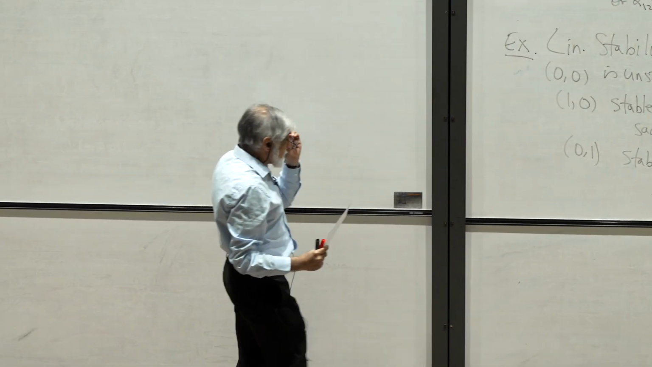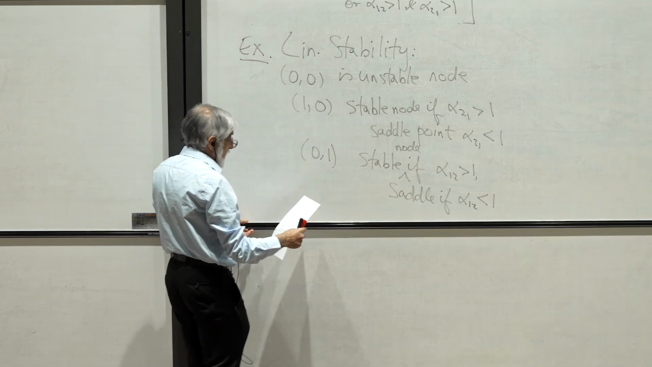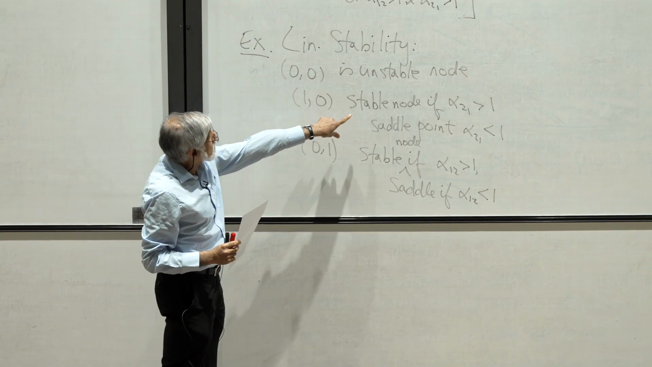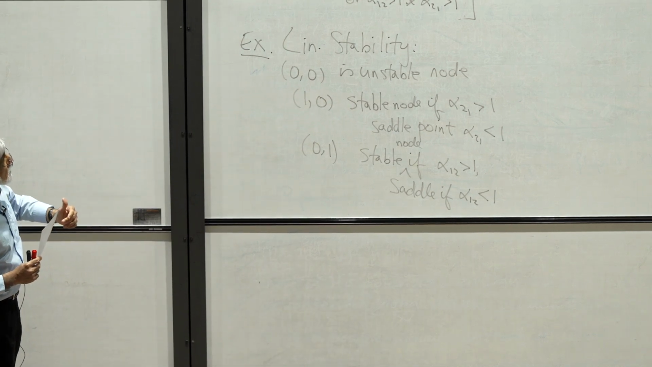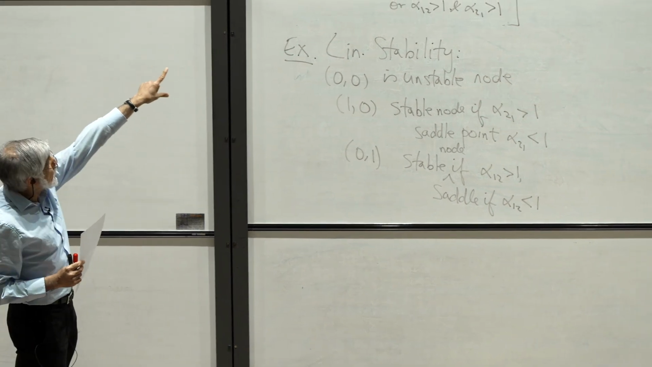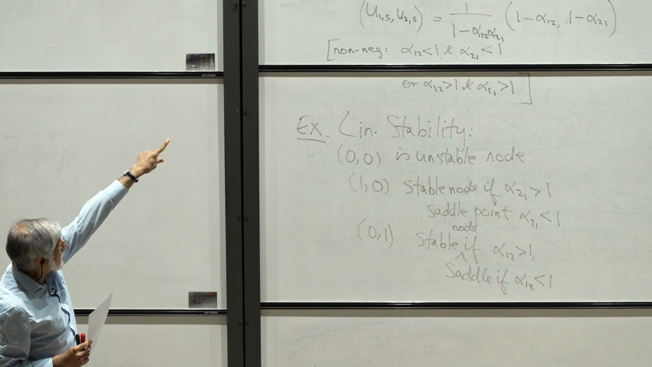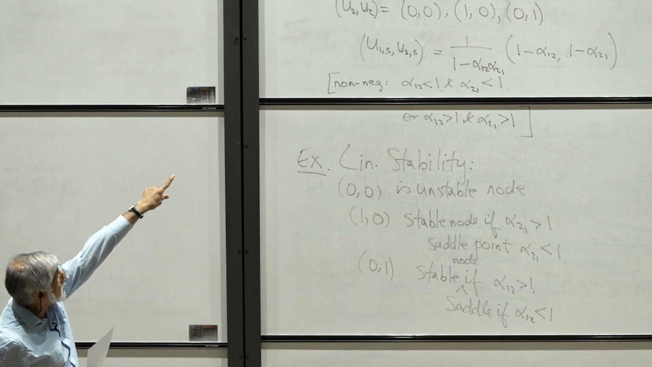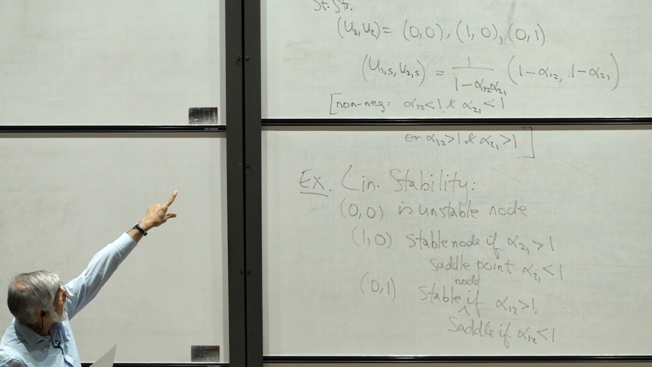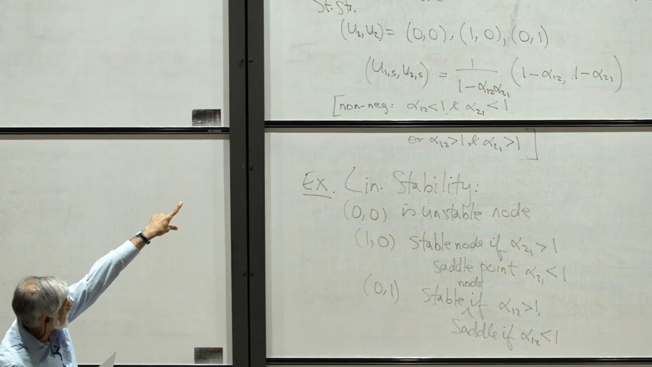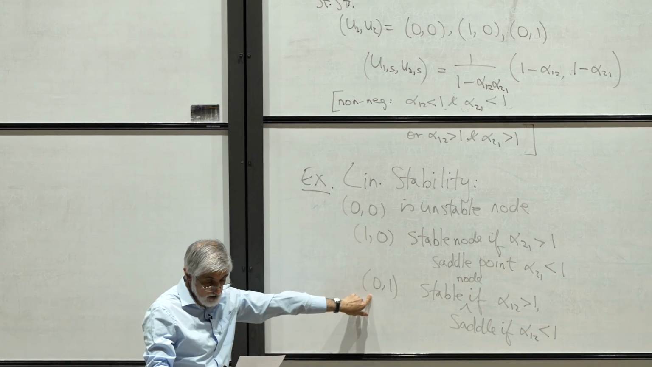So what this means is that if alpha21 is bigger than 1, which means that u1 has a big detrimental effect on u2, then u2 is driven to extinction and u1 wins. And likewise here, the other way around.